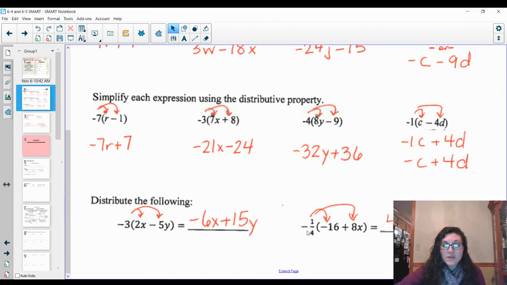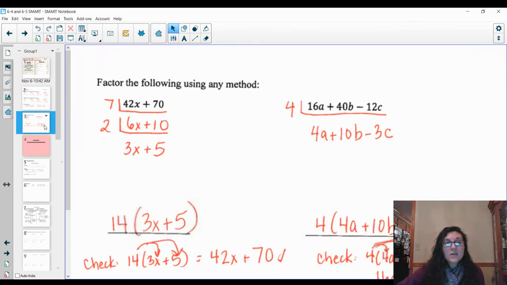And then this last one here, you're multiplying by a fraction, which remember is just dividing by that denominator. So technically, multiplying by negative 1/4, you're dividing by negative 4. All right, so negative 16 divided by negative 4, well, a negative divided by a negative is a positive, and then 16 divided by 4 is 4. That's why you see 4 written first here. And then that 8x divided by negative 4, well, 8 divided by negative 4 is negative 2, and then you have an x. All right, so then you have the factoring problems here.